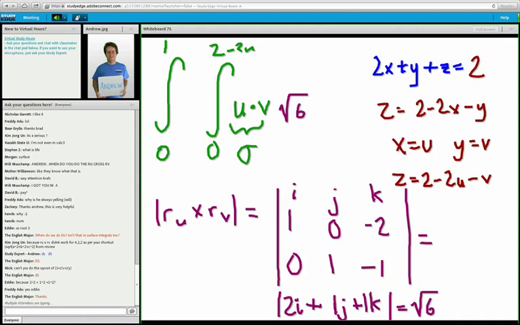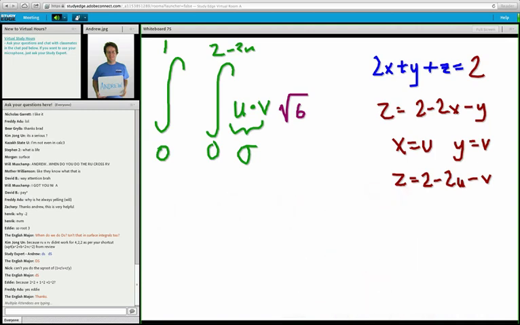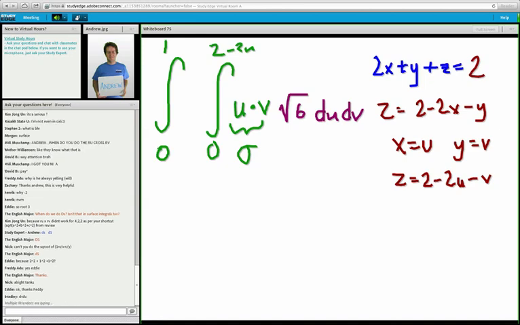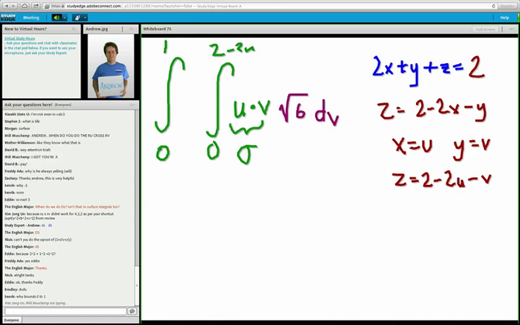So for this problem, it's square root of 6. Cool? Now plugging that in, this is now square root of 6 du dv. At this point, evaluate your double integral, and you're done. That's it. Evaluate that double integral, and that should give you your answer. Yes, good point. Thank you, Bradley. It should be dv du.